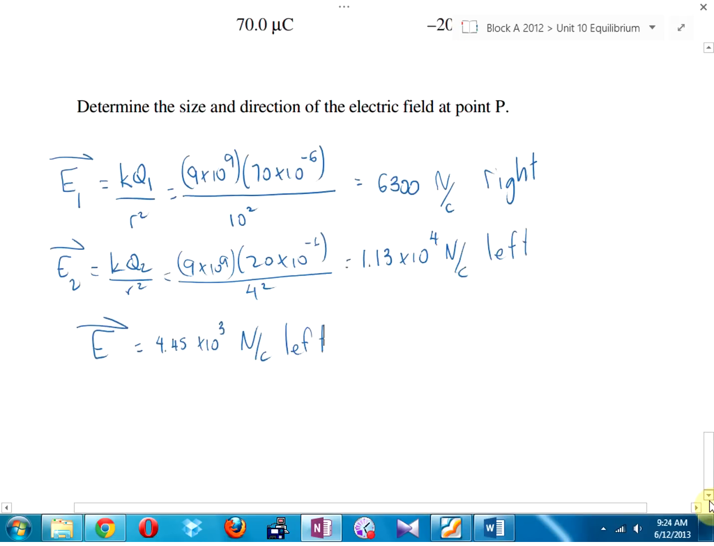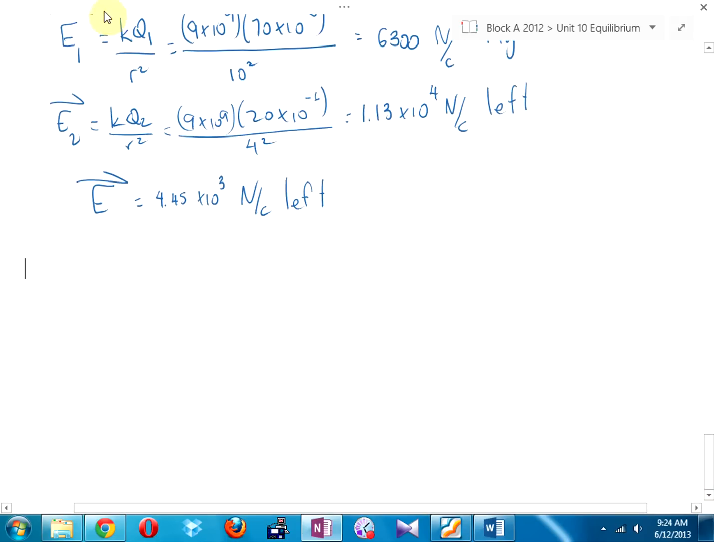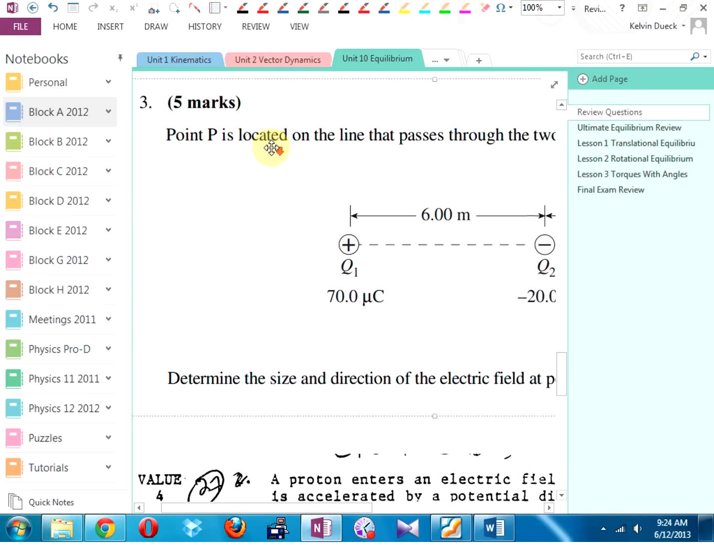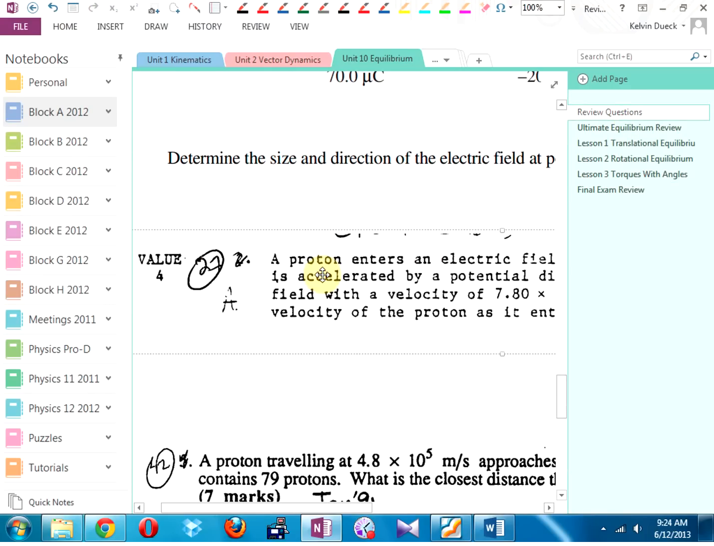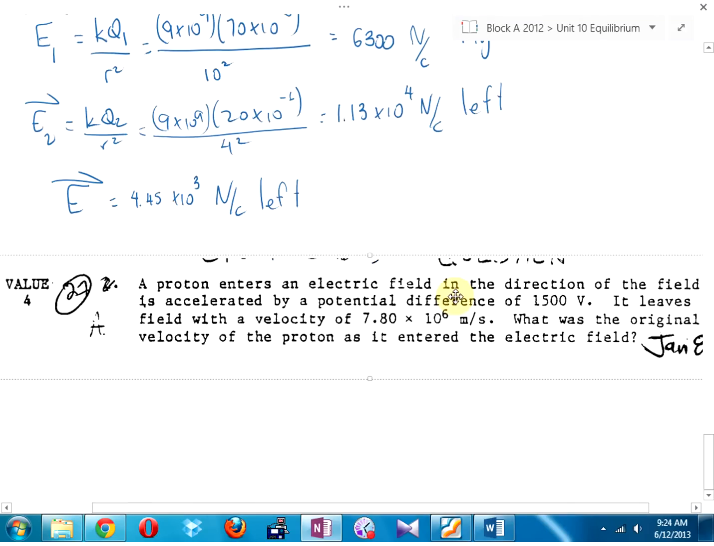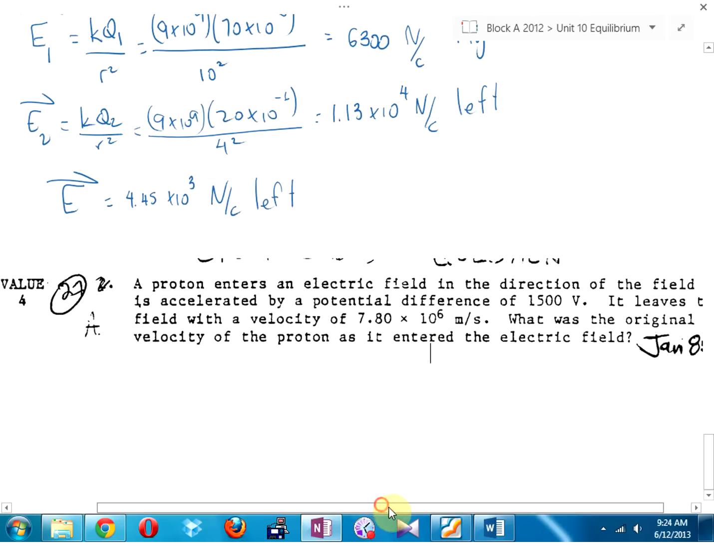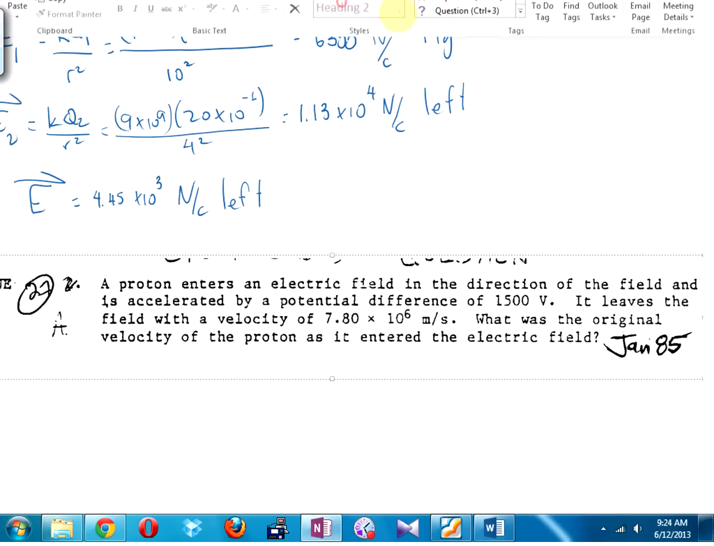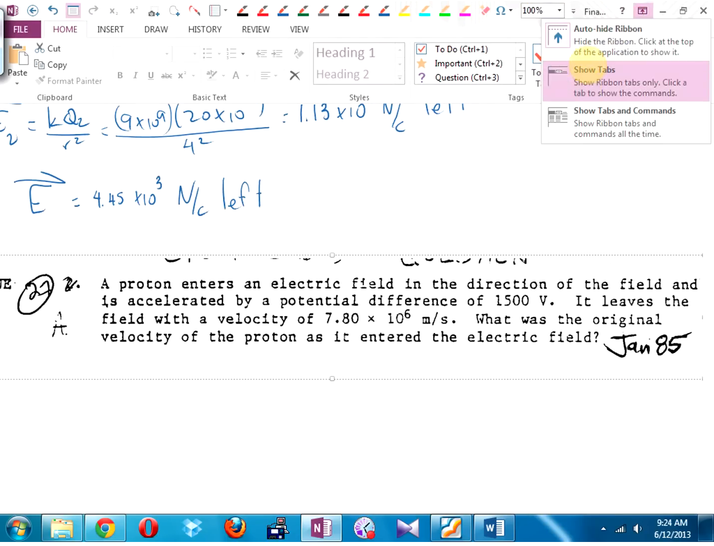For example, here was one from my era. It says a proton enters an electric field. I would probably have chosen to underline the word proton because that's going to tell me the charge and the polarity.